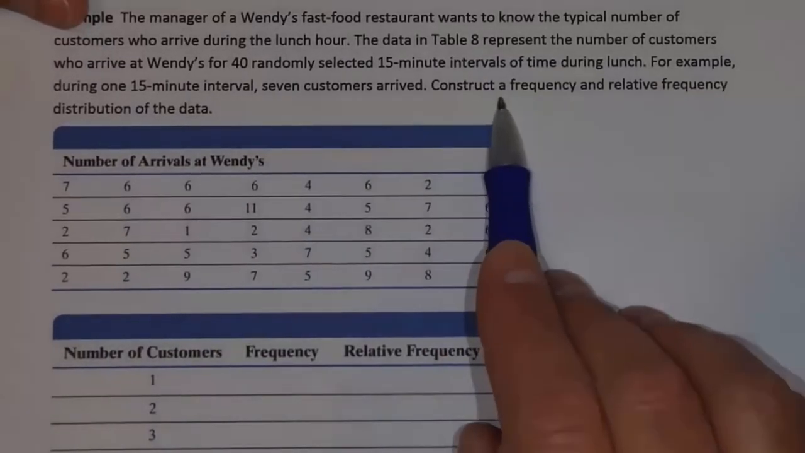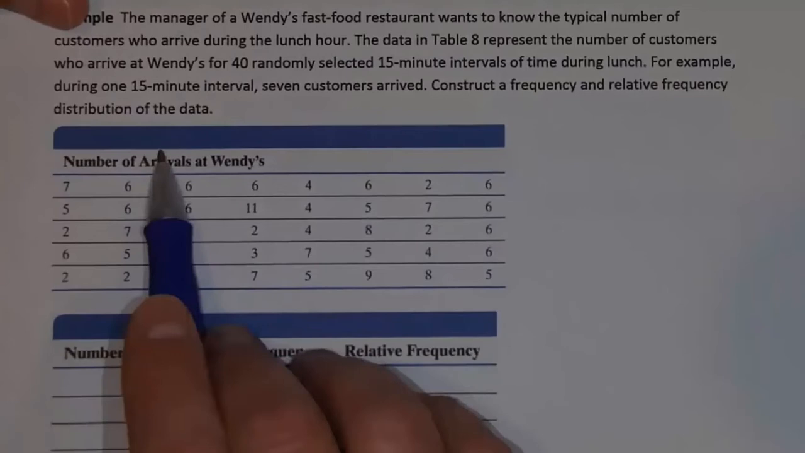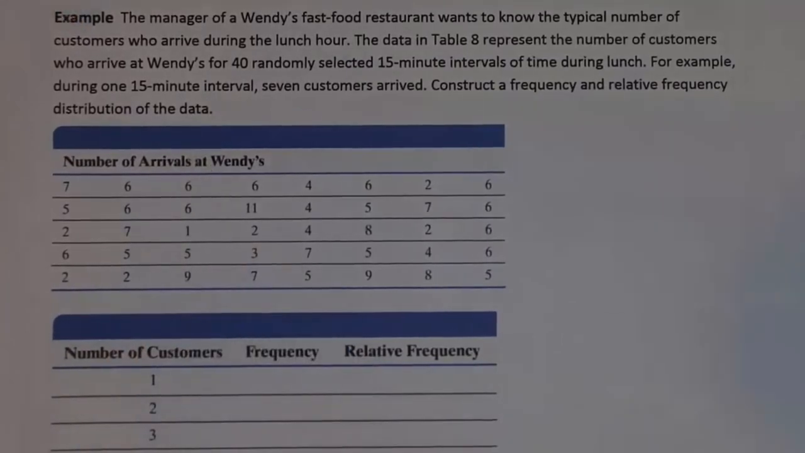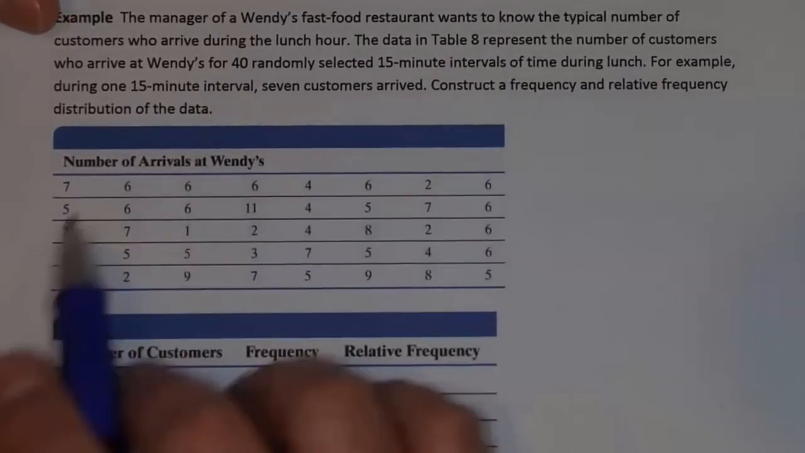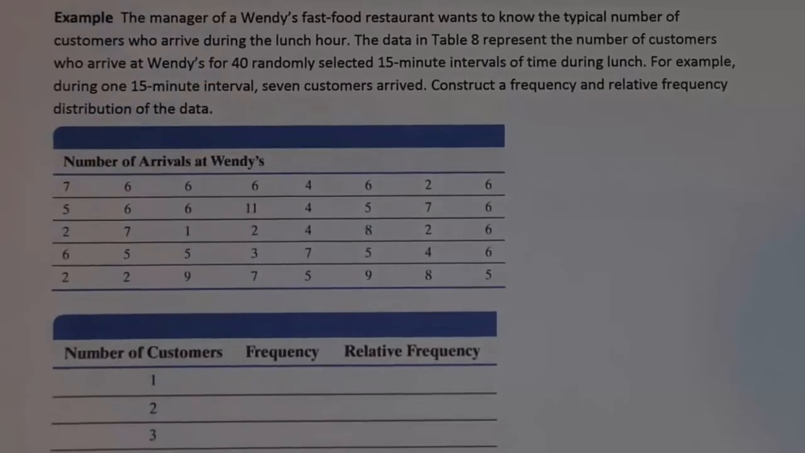We're supposed to construct a frequency and a relative frequency distribution of the data. So this is discrete data because we're talking about number of customers. And how would you determine the number of customers? You count them. So it has to be a whole number. It could be 0 or 1 or 2 or 3 or 4 or 1,000, but it couldn't be like 2.7 customers, right? It's got to be a whole number, so it's countable.